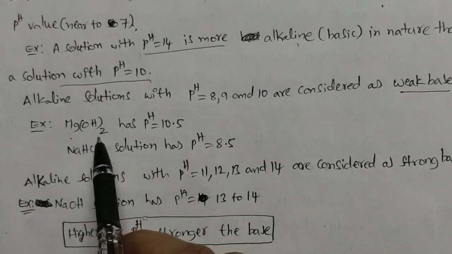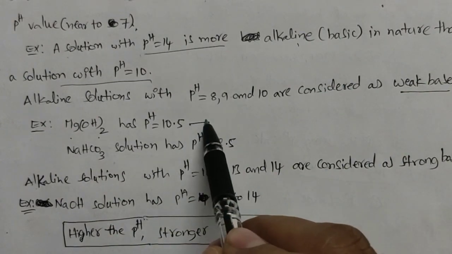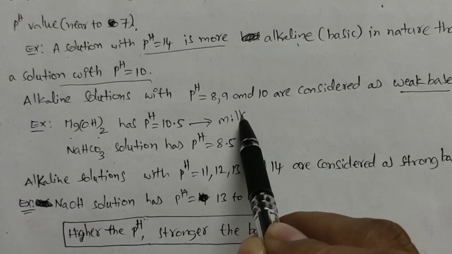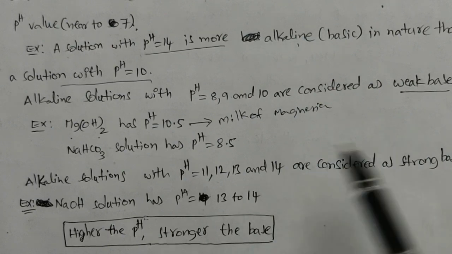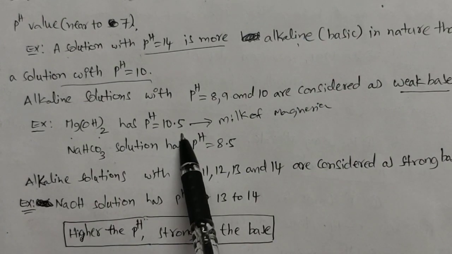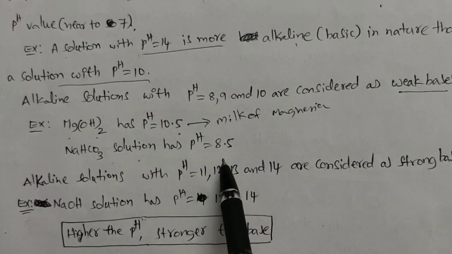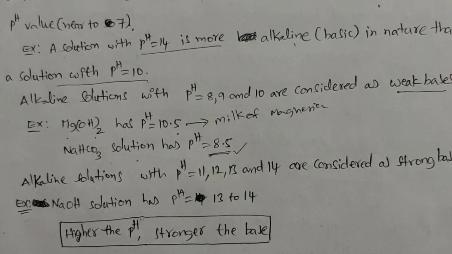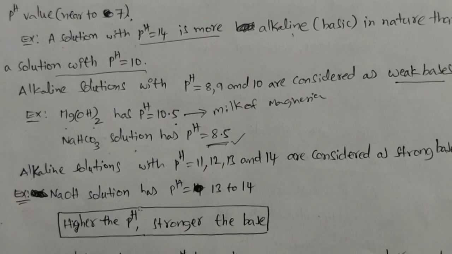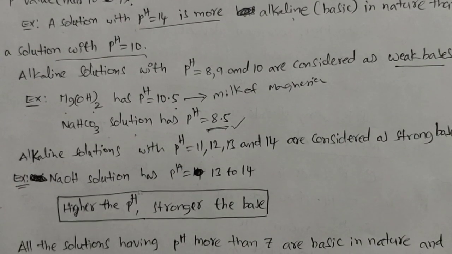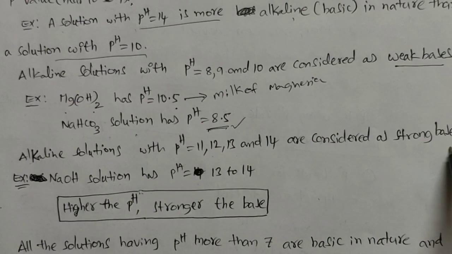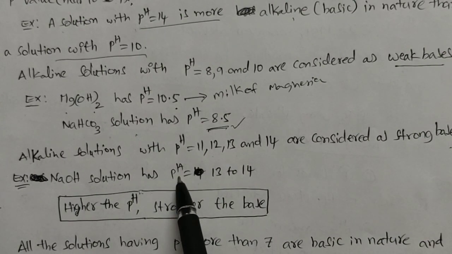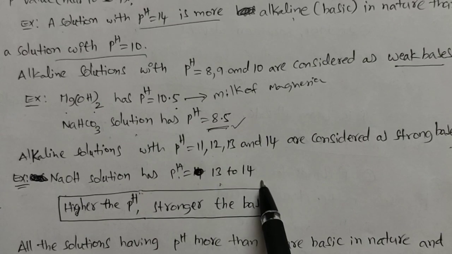So alkaline solutions with pH 8, 9, 10 are considered weak bases. For example, magnesium hydroxide, which is called milk of magnesia, has a pH of 10.5. That means it's a weak base. Sodium bicarbonate solution also has a pH of 8.5. This is also a weak base. Alkaline solutions with pH more than 11, 12, 13, 14 are considered strong bases. Example, sodium hydroxide has pH 13 to 14.